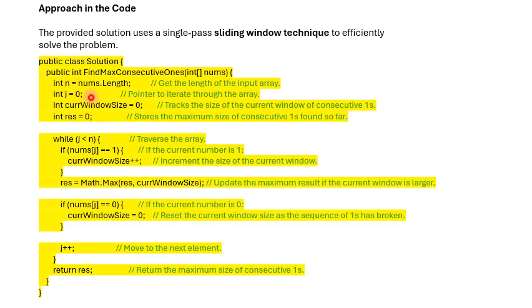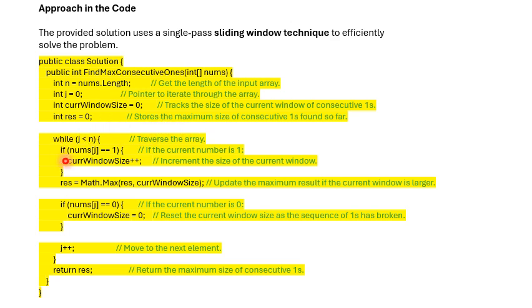Now here you can see in this solution, we have some variables defined. The first is the integer n, which is nums length, the size of the array. Then we assign a pointer, j, and the initial value of the pointer is 0. We have the current window size as well, because each time we have to check the consecutive ones. So the window size is initially zero, and one more variable is the result variable, whose initial value is 0.